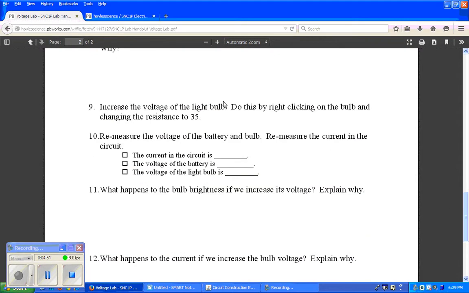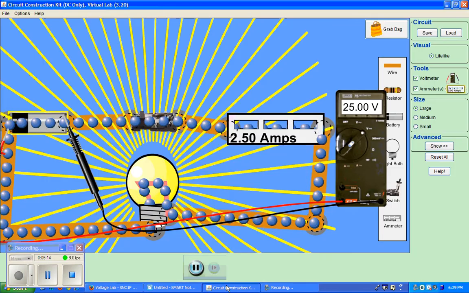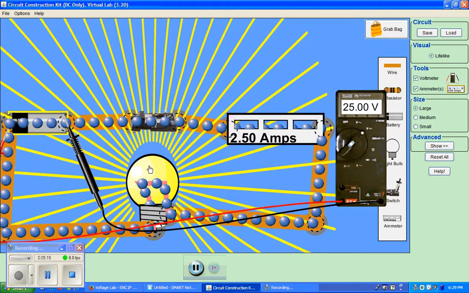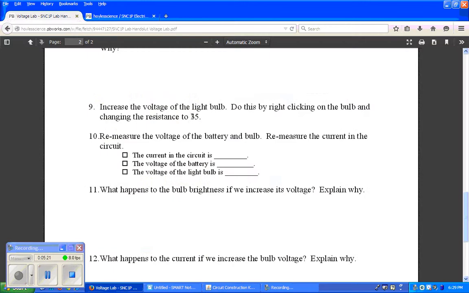Okay, now we have to increase the voltage of the light bulb. I do this by right-clicking on the bulb and changing the resistance to 35. Now, what we're saying here is not the measured voltage of the light bulb, but what's the actual written value of the bulb. Like, you go into the store and you pick up a bulb. What's the voltage on the bulb, similar to the wattage and whatnot. So we have to take this voltage of the light bulb, and we're going to increase it by changing the resistance to 35.